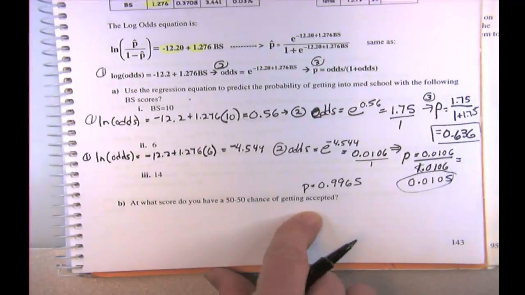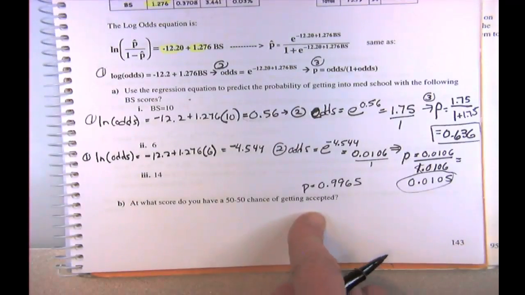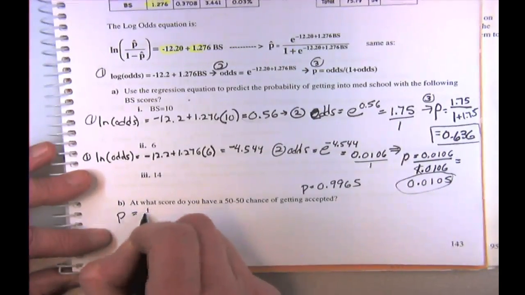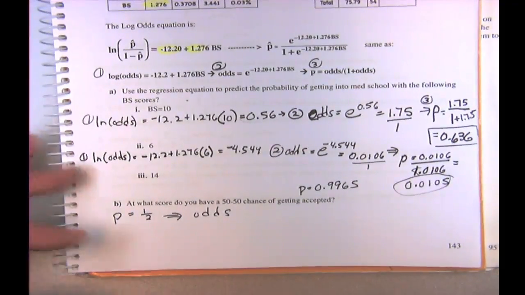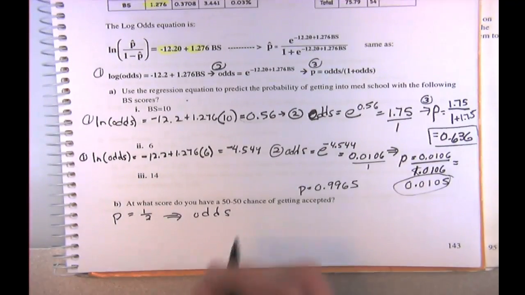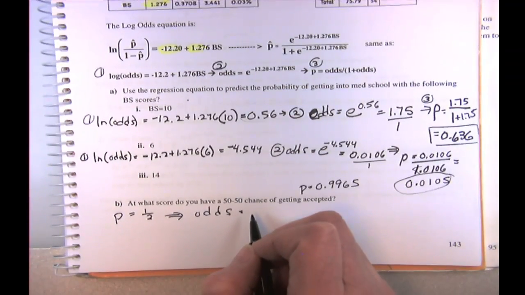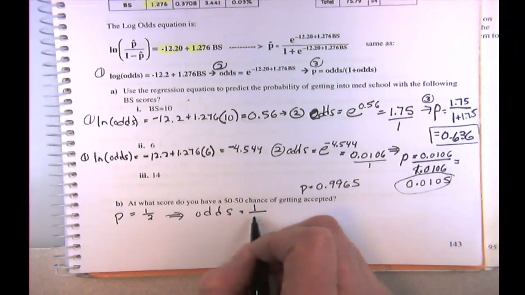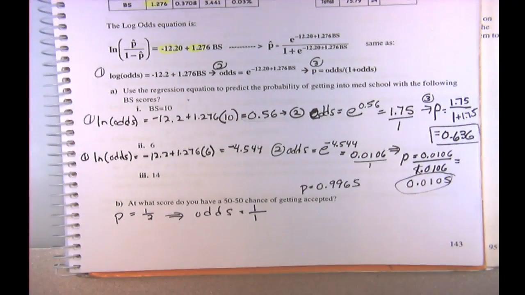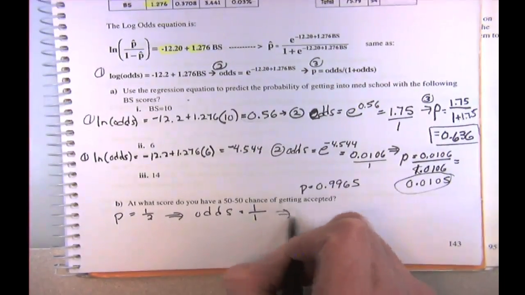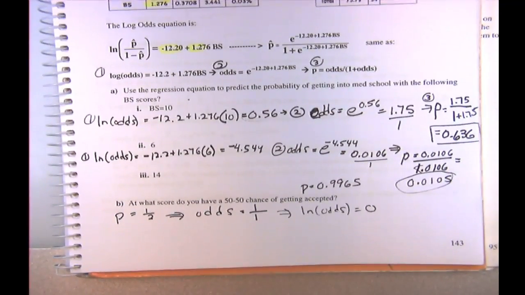So how about this one? At what score do you have a 50-50 chance of getting accepted? What would that look like? How would you do that? 50-50 is a probability of 1/2, right? So what would your odds be? Your odds are P over 1 minus P, right? Aren't your odds 1 to 1? One half over a half, or 1 to 1, right? And so then what's your log odds? Your log odds would be 0.